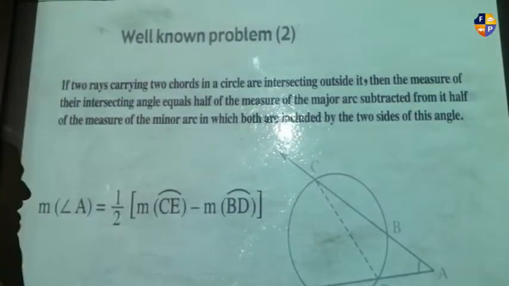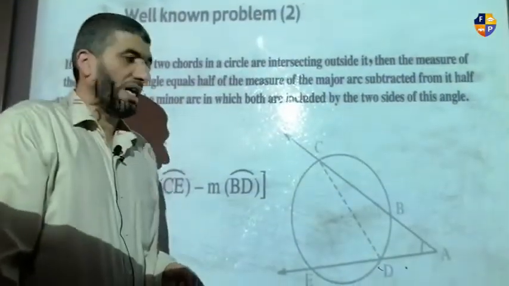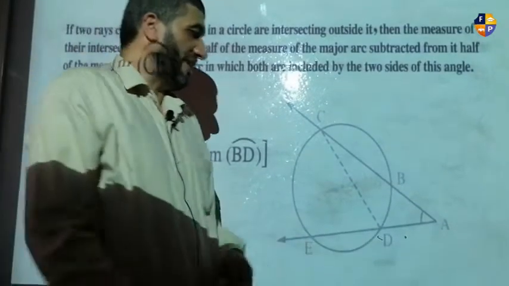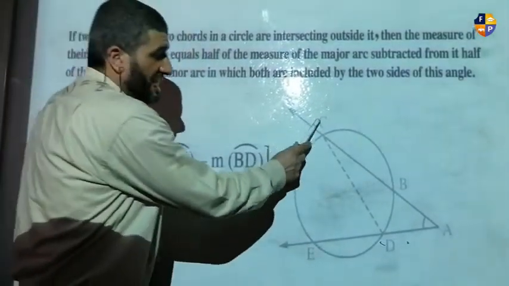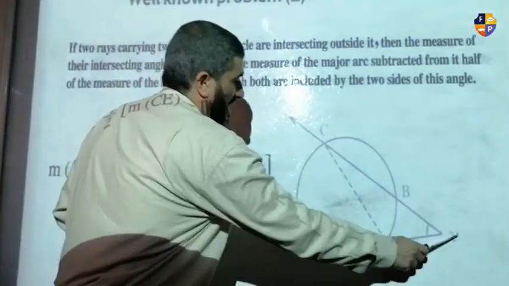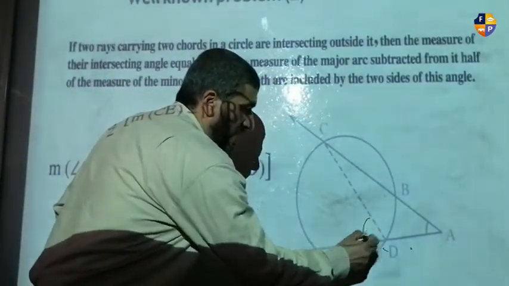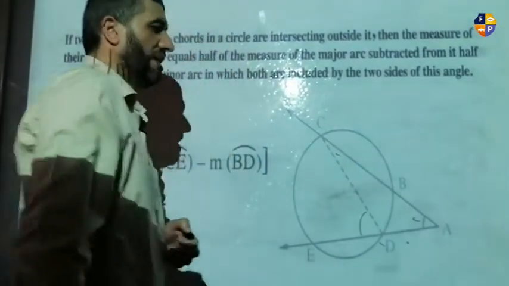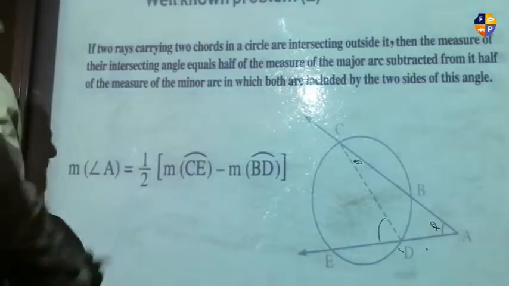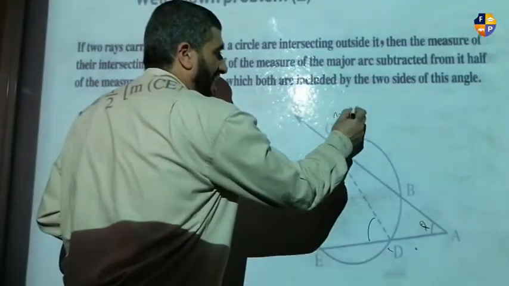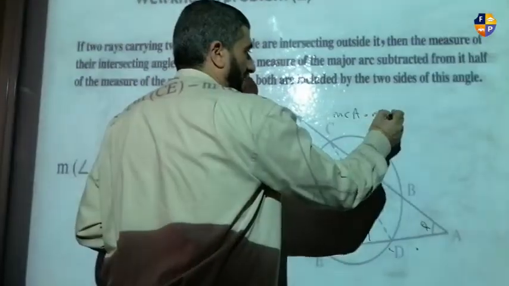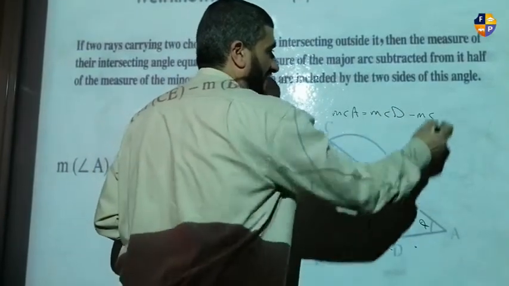Number two: if two chords intersect outside the circle at A, then the measure of A equals what? How to find the measure of A? Angle D is the exterior angle in triangle CAD. Then D equals A plus C. Then the measure of A equals the measure of D minus the measure of C.